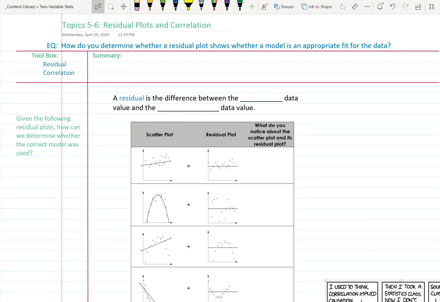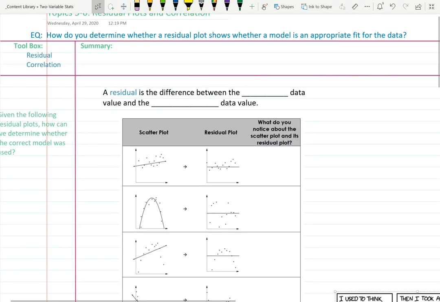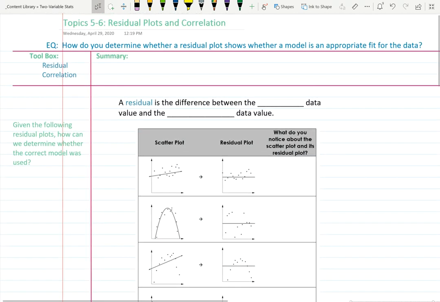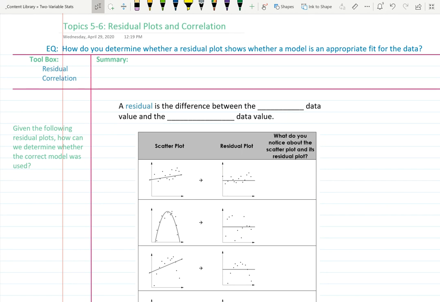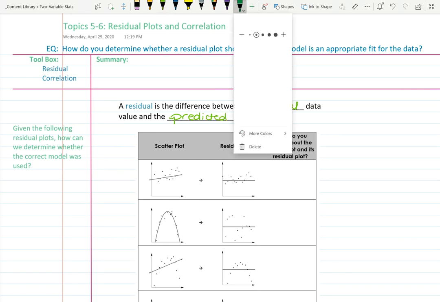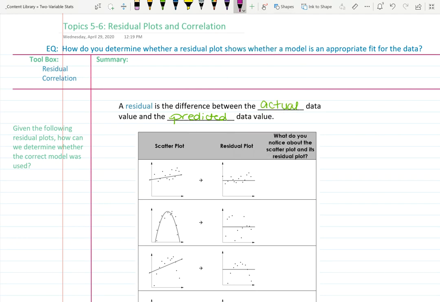Okay, so this week we are looking at residual plots and correlation. So residual plots, a residual is just the difference between the actual data value and the predicted data value. Now this goes along with the regression equations that we talked about last week.